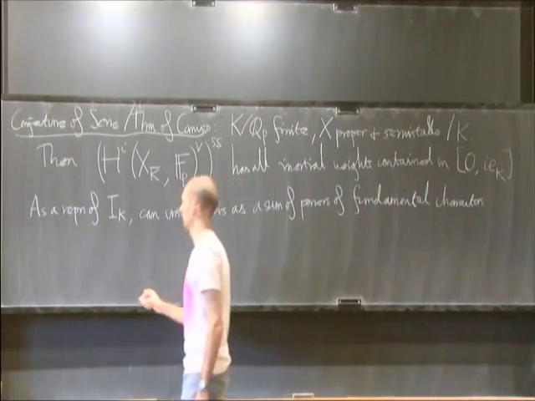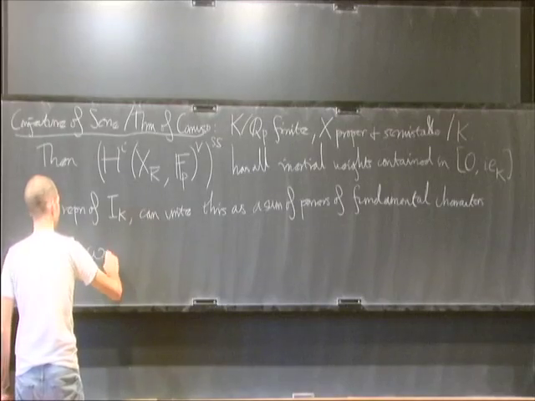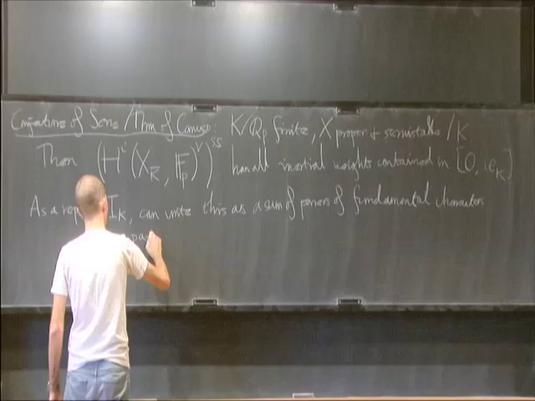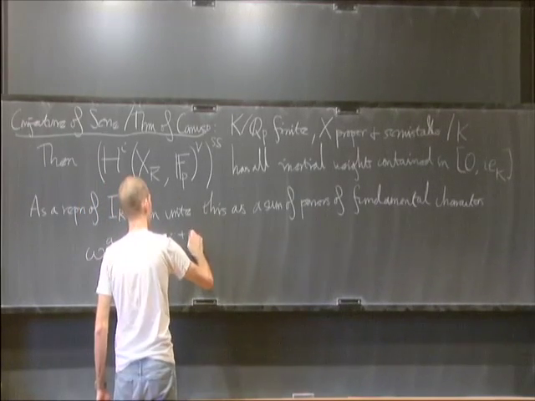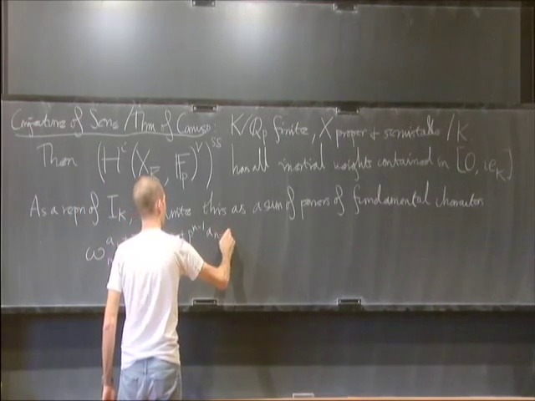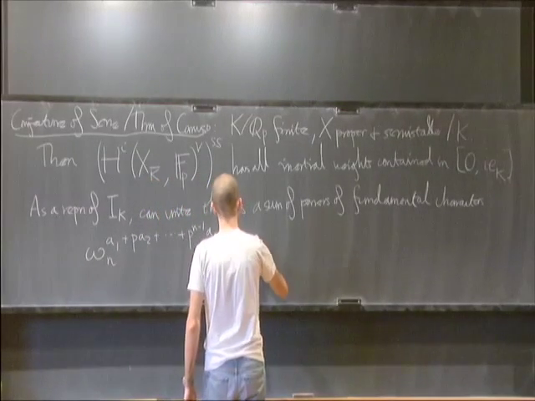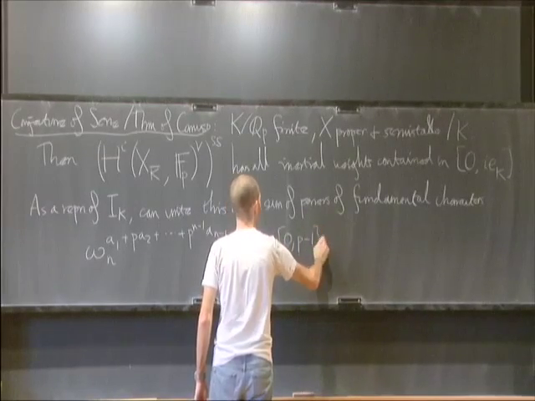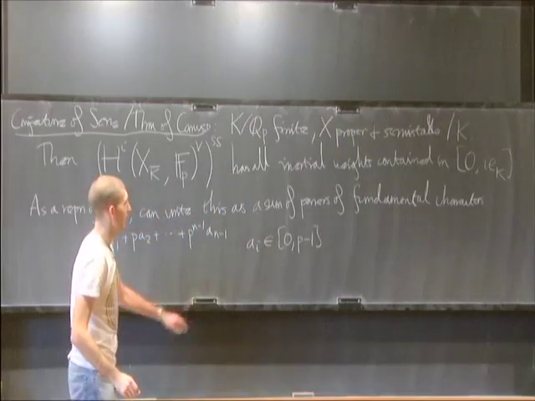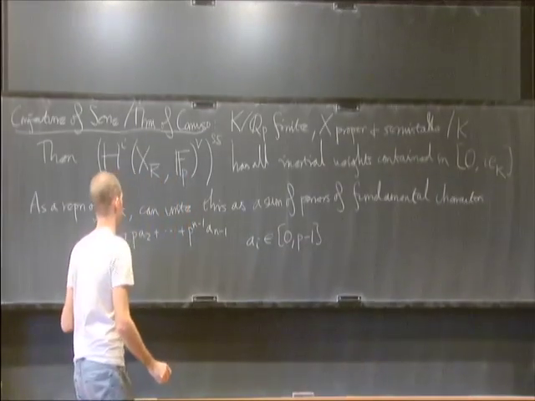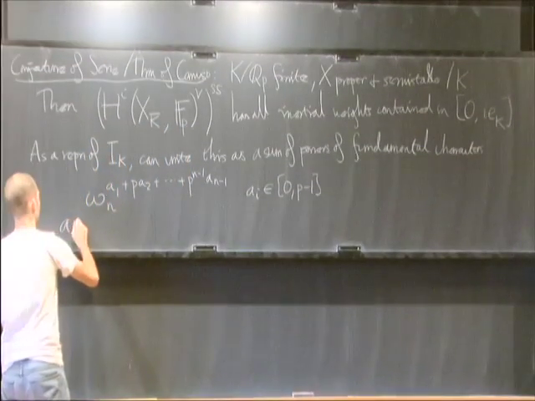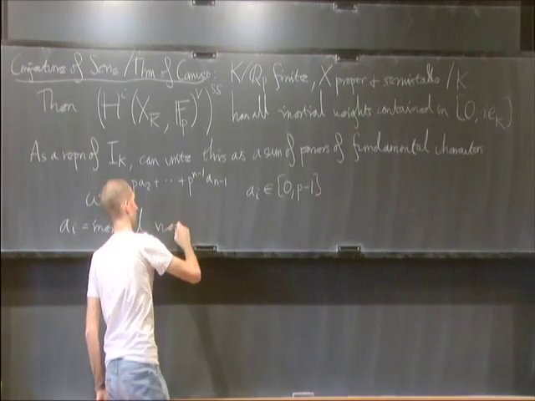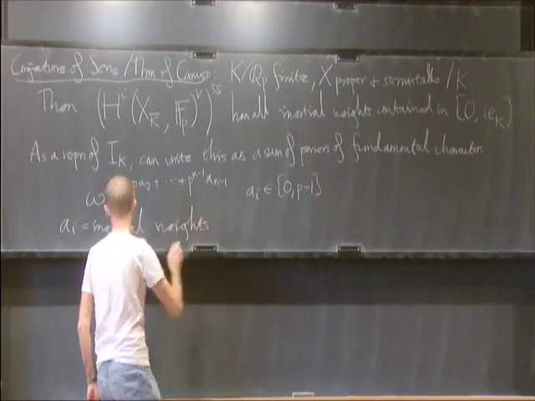So you can write it, if we take the fundamental character of niveau n, you could write this as omega n to the a1 plus p a2 plus ... p^(n-1) a_(n-1), where the a_i are between 0 and p minus 1. And these a_i are the inertial weights. This is the definition of the inertial weights.